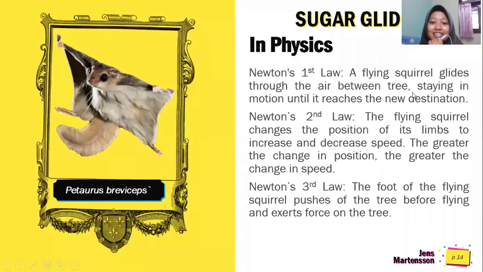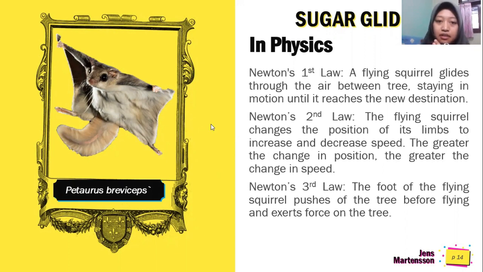Okay, for simplifying, we are going to see other examples in daily life. The first is, have you ever seen this? This is the sugar glider. Why can a sugar glider fly? Because of this, like a wing. In Newton's first law, a flying squirrel glides through the air between trees, staying in motion until it reaches the new destination. In the second law, the flying squirrel changes the position of its limbs to increase and decrease speed. The greater the change in position, the greater the change in speed. And in Newton's third law, the feet of the flying squirrel push off the tree before flying and exert force on the tree.